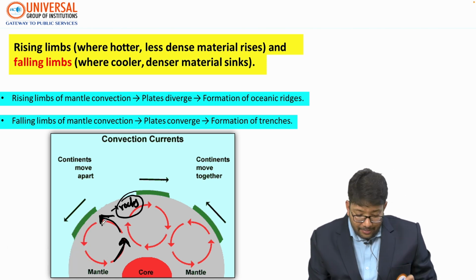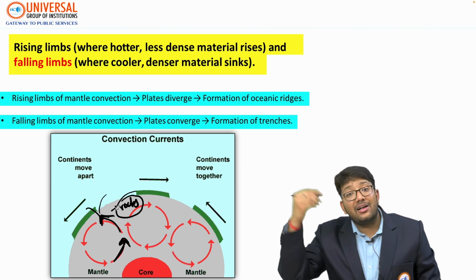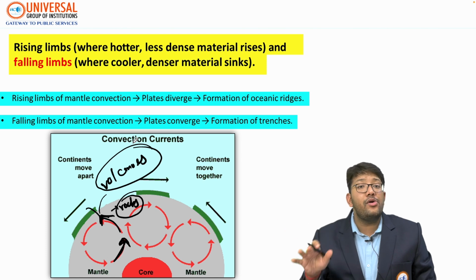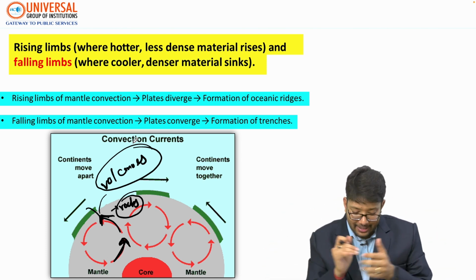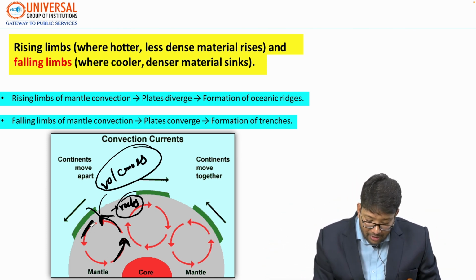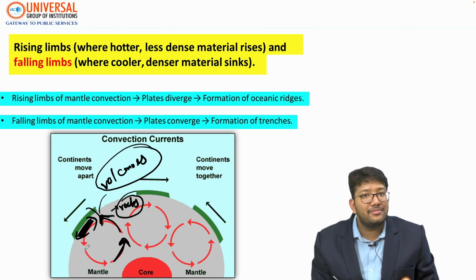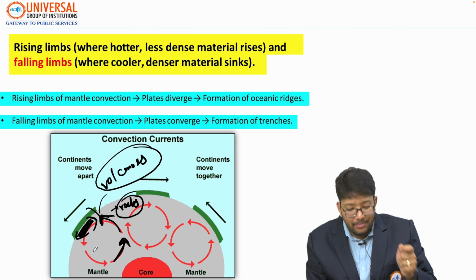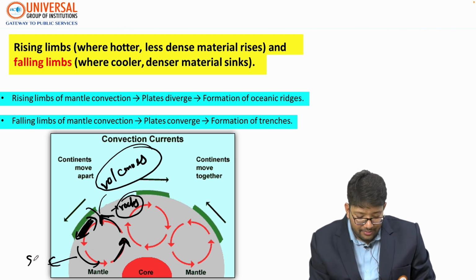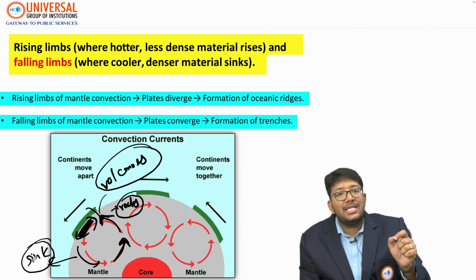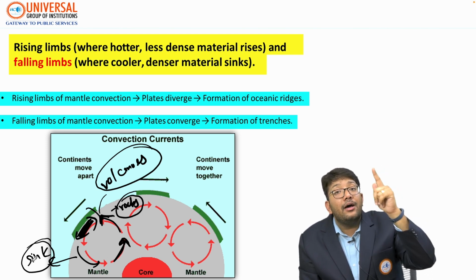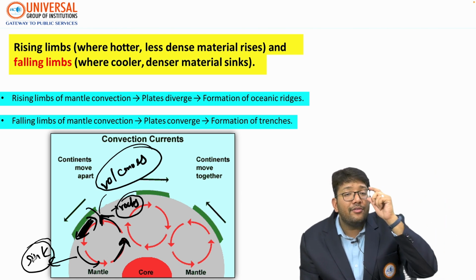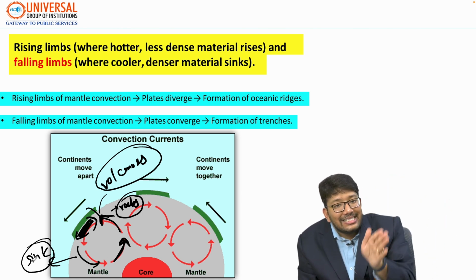Now if some of the molten magma comes out, it will become a volcano. But not all the molten rocks will come out. You have to remember that. So what will happen? The molten rocks will be near the earth's crust, and they will solidify and become dense, and if the density is more, again it will sink down. So always remember, the rising limb is hotter, less dense material, that's why it is rising, and the falling limb is where cooler and dense material sinks.